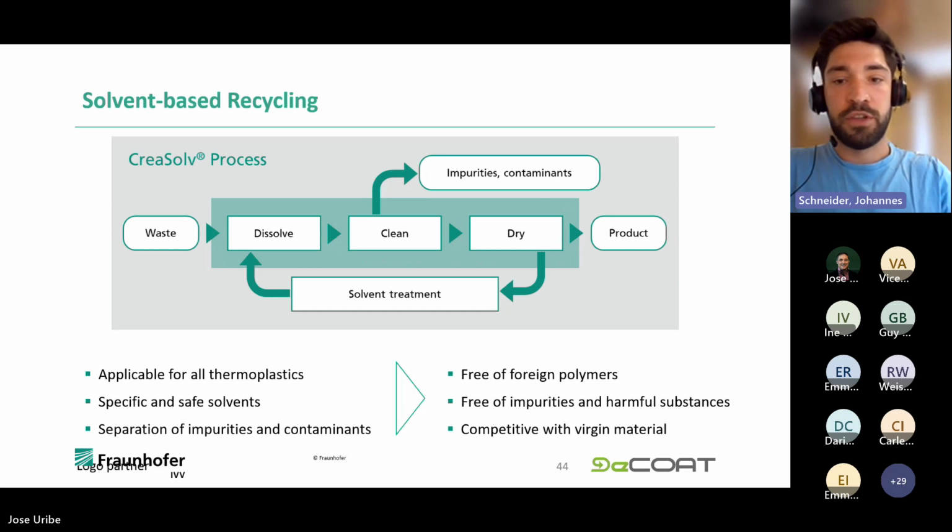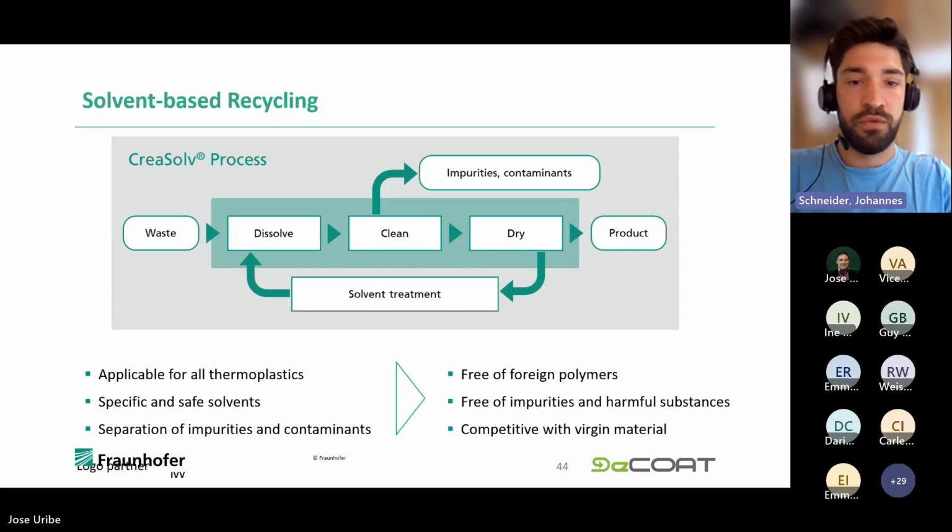So the solvent can be recovered and, after a treatment, be reused in the process. And after drying, we get a product with a very high purity, which is free of all the foreign polymers that were in the input waste and free of impurities and harmful substances like flame retardants or plasticizers, and which has a quality comparable to virgin material. Coming to the DECOAT project on the next slide.